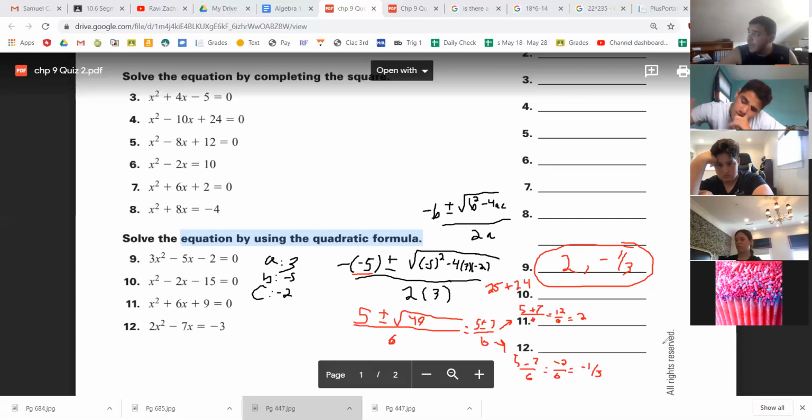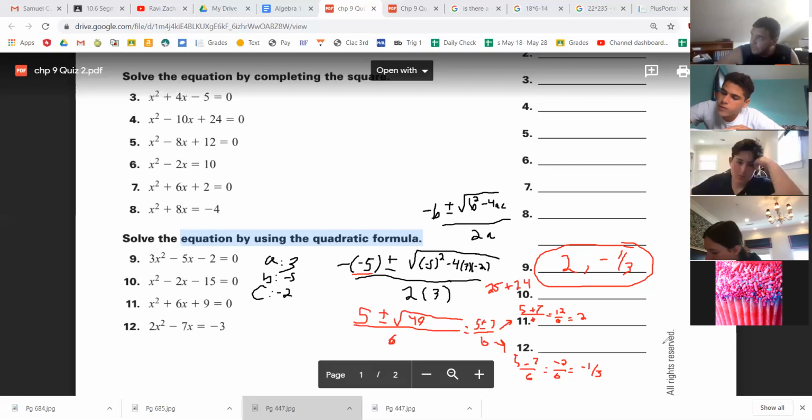All right. I want everyone to try out number 10 themselves. Okay. I know the answers, so you can send it over. Again, this is not your exit ticket. We're just still practicing. We're still trying it out. So number 10, everyone try yourself. Identify A, B, C, and plug it into the equation.